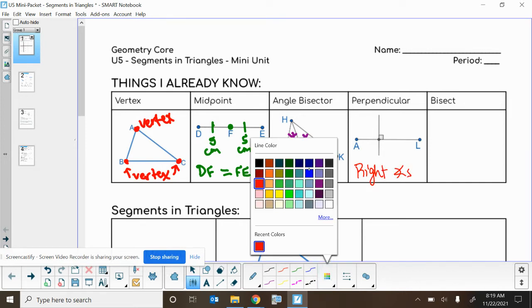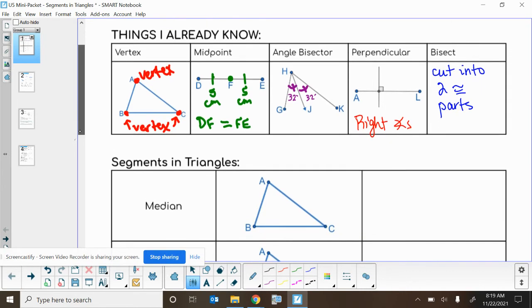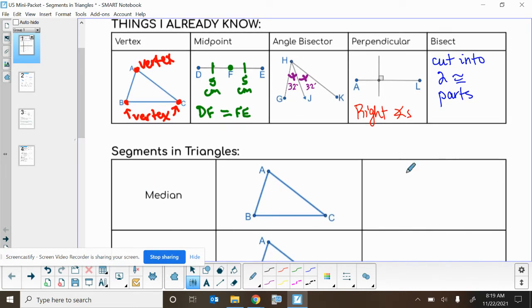And finally, bisect means to cut into two congruent parts. Maybe it's two congruent segments, maybe it's two congruent angles. Whenever we have a bisector, we cut into two congruent parts. Okay, those are all things that we're going to need to use to figure out what these special segments mean.